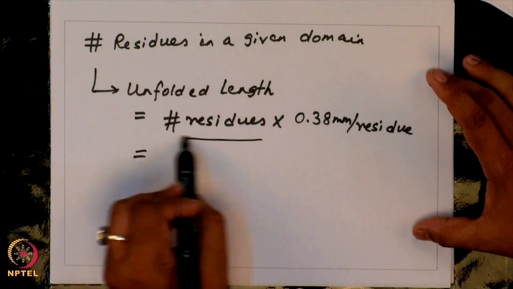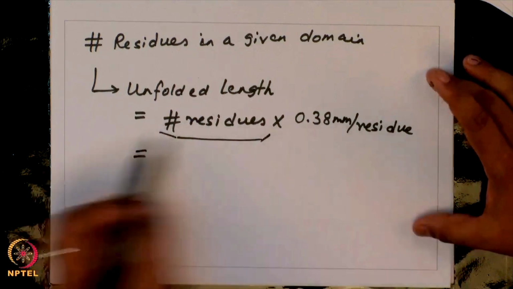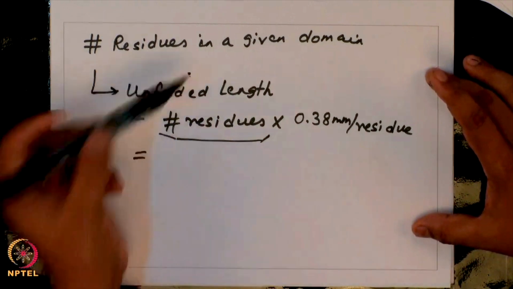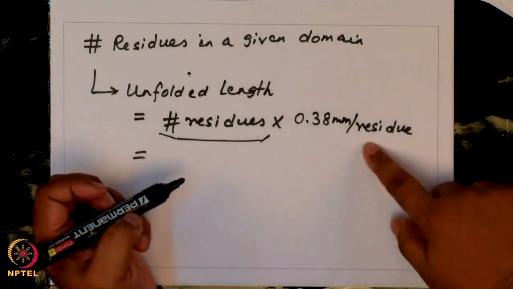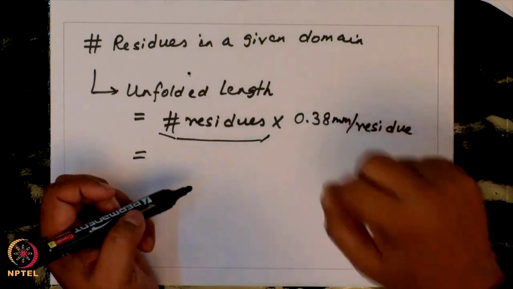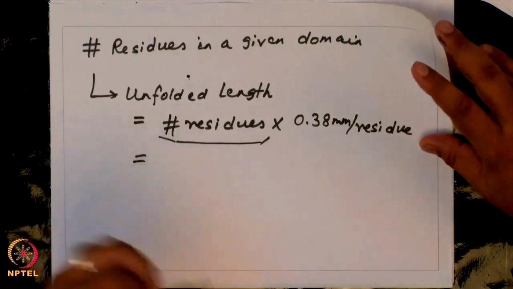Because you know the number of residues, you can calculate this. Whichever unfolded length that you experimentally measure tallies with or is closest to this particular value, you can assign that this particular L corresponds to this domain, and so on and so forth. This is how you do the assignment for the simplest cases, let us say you have an engineered polypeptide of the same peptide or things like that, where you have the same repeating unit.